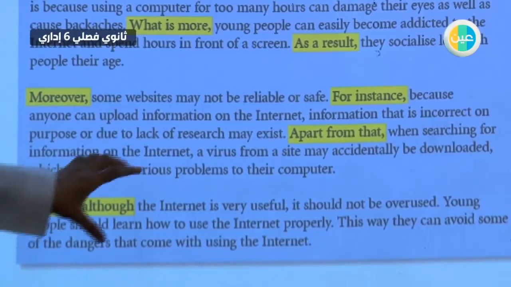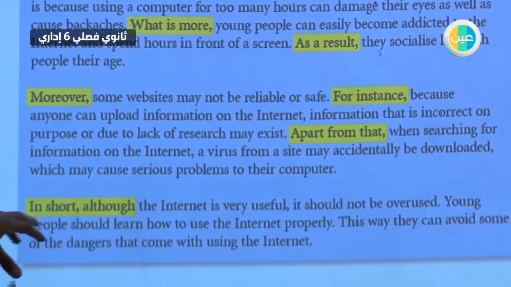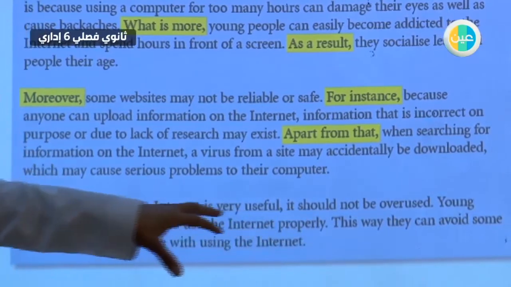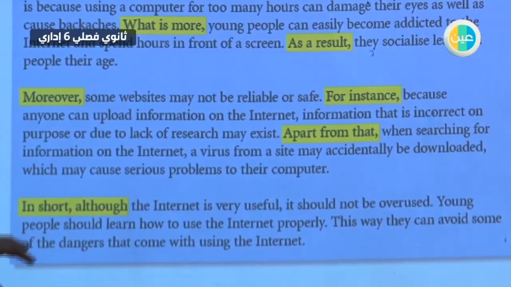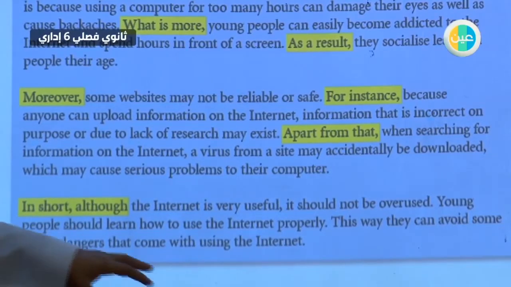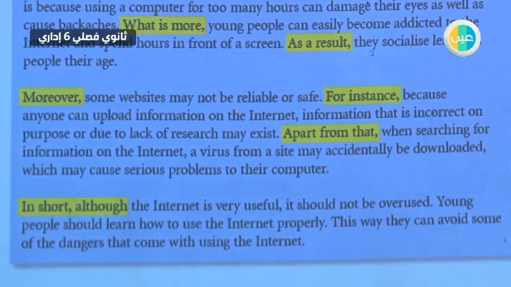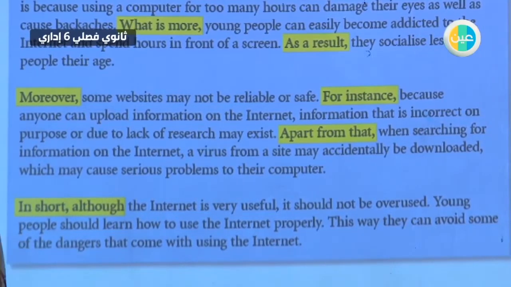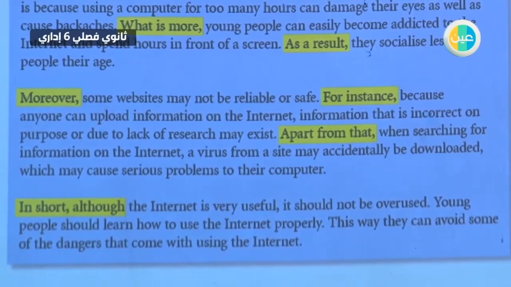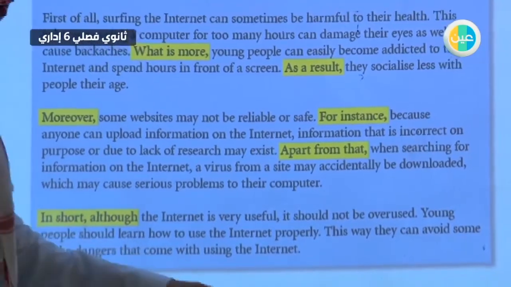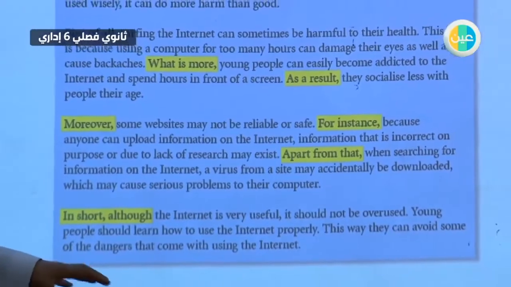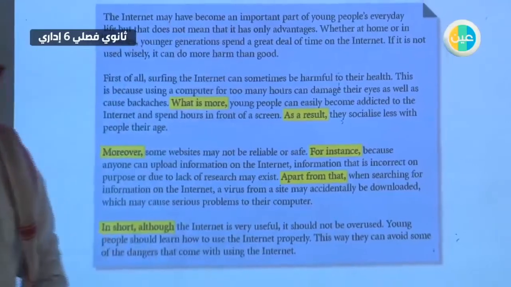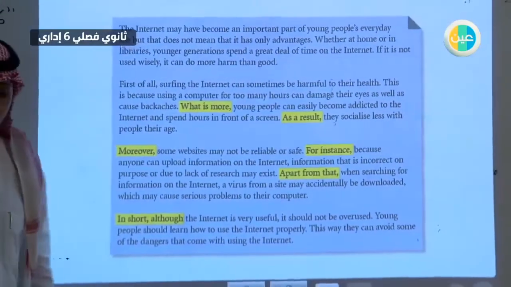So the last part here is the conclusion. In short, although the internet is very useful, it shouldn't be overused. Young people should learn how to use the internet properly. This way they can avoid some of the dangers that come with using the internet. So here, the writer explains his opinion and then he summarized the whole text in a few sentences.